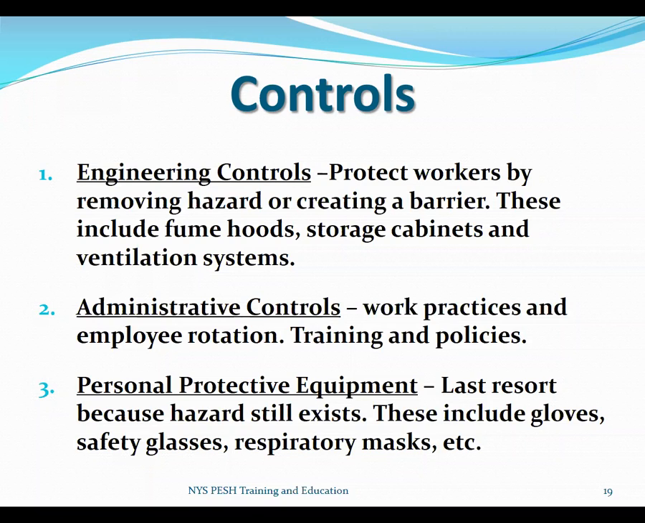Engineering controls protect workers by removing hazards or creating a barrier. These include fume hoods, storage cabinets, and ventilation systems. Administrative controls would be work practices and employee rotations, training, and policies. And then your PPE, or personal protective equipment. These are last resort because hazards still exist. These include gloves, safety glasses, respiratory masks, and others.